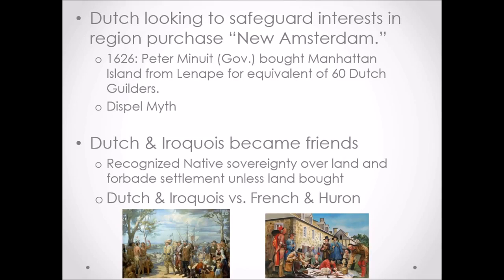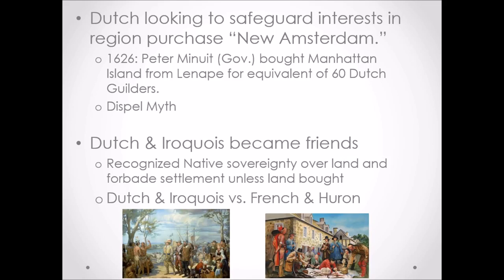There's also all sorts of different things. The Native Americans didn't really have property rights the way the English did, and they didn't necessarily understand what they were getting themselves into. So there are just a couple of interesting stories around this, to really dispel this myth that New York was bought for $24 and beads and things like that.